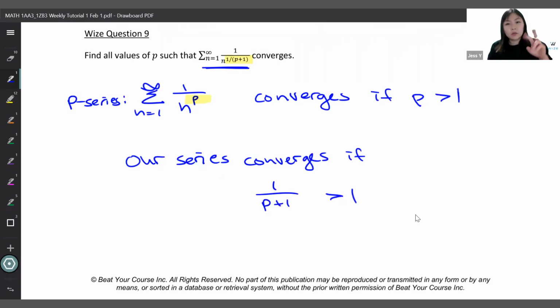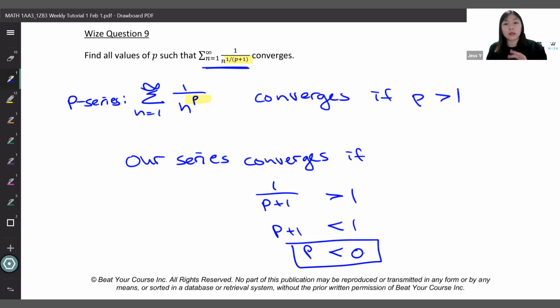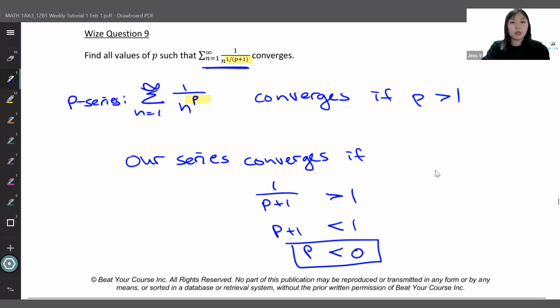So to solve an inequality with a fraction, I like to flip the fractions. And when you flip the fraction, you flip the sign, right? 1 over 1 is still 1. And then we solve for p by subtracting 1. So p is less than 1 minus 1, which is 0. So as long as p is strictly less than 0, not less than or equal to, not greater, then this series will converge, okay? So hopefully this helps. Knowing your p-series definitely, I think, is very, very helpful.